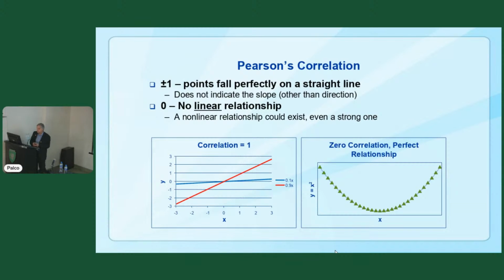Pearson correlation, plus or minus one, means the points fall perfectly on a straight line, though it does not indicate the slope other than its direction. Zero means no linear relationship. So a perfect -1 or perfect +1 means the points fall perfectly in a straight line. Zero means there's no covariance at all. That's what the red line is here. That means it's a perfect correlation, a positive correlation in this case.